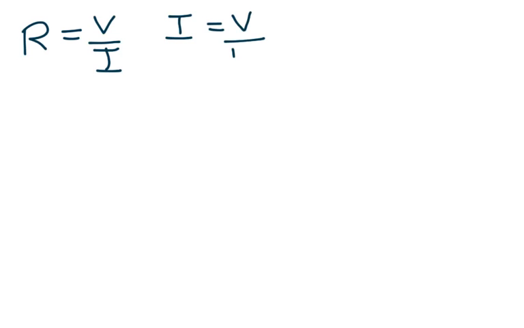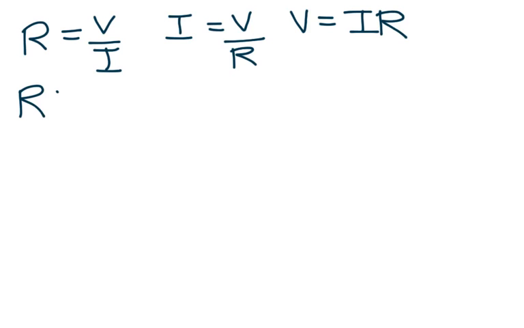Maybe this will help. First of all, from the get-go, Ohm's law, R equals V over I, that's the way it is on page 4 of the reference table. Also, I equals V over R, and V equals I R. Those are the other ways you can write it. That is still true. That is still a thing.